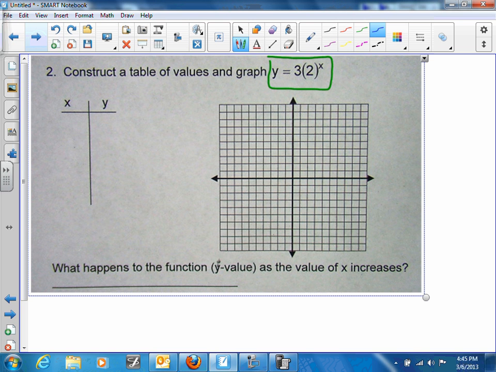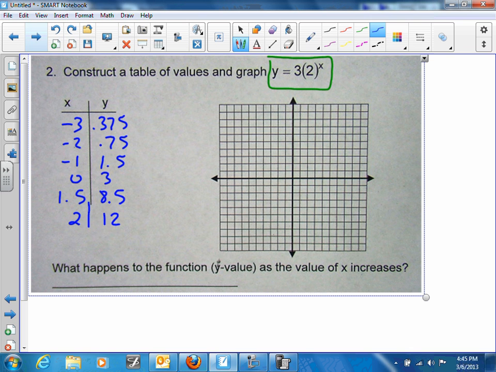On this one, what I did, I used these numbers. When I used it in the graph, -3, -2, -1, 0, 1.5, and 2, I got 0.375, 0.75, 1.5, 3, about 8.5, and then 12.